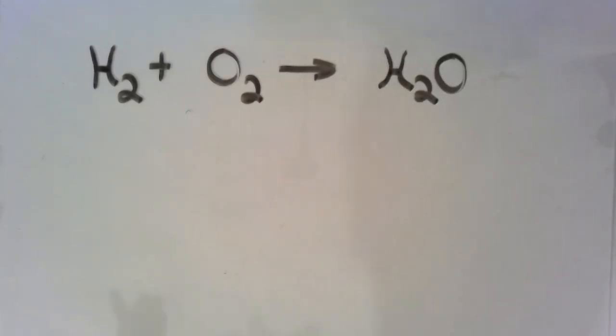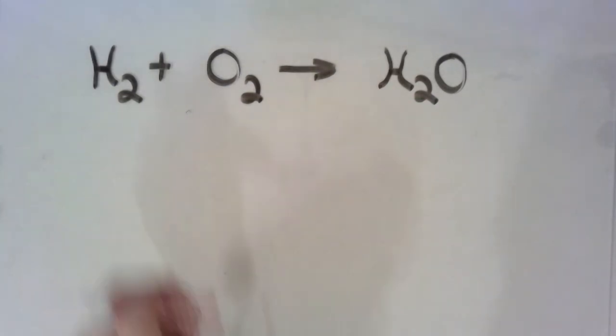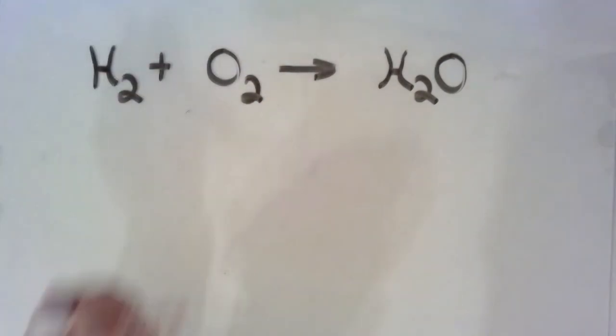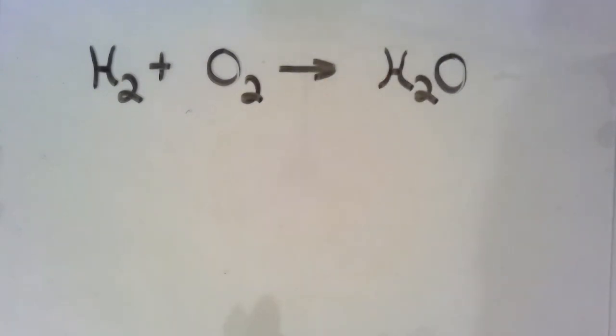All right, here we are, back where it all began. We've got hydrogen gas plus oxygen gas yields water. We first started this video series talking about the reactants on the left side of the equation yielding the products on the right side of the equation.